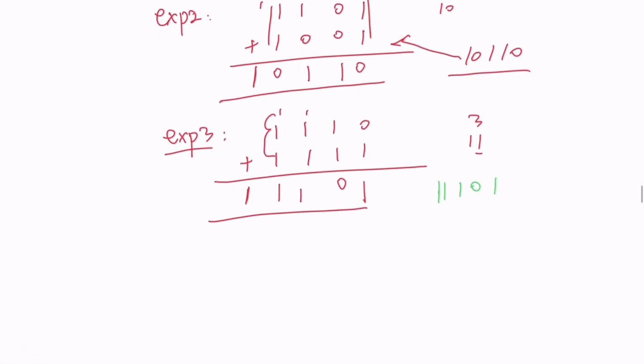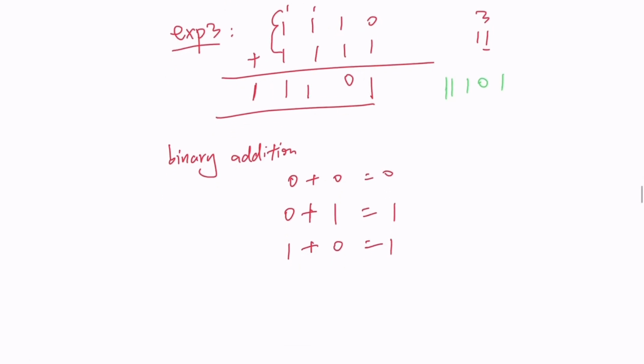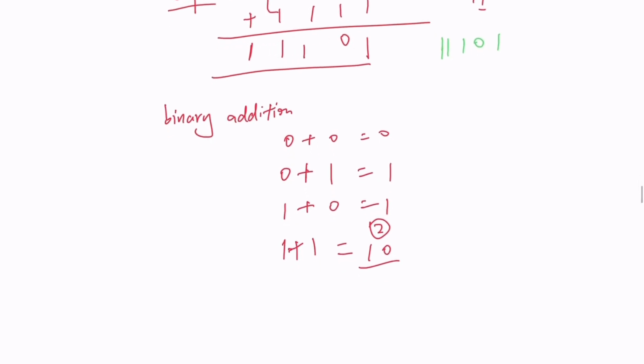So the basic idea for binary addition is 0 plus 0 equals 0. 0 plus 1 is 1. 1 plus 0 is also 1. 1 plus 1 is 2, but in binary we don't have 2. It's 1, 0, so 1, 0 represents 2. So basically we write down 0, and we get a carry for the next digit.